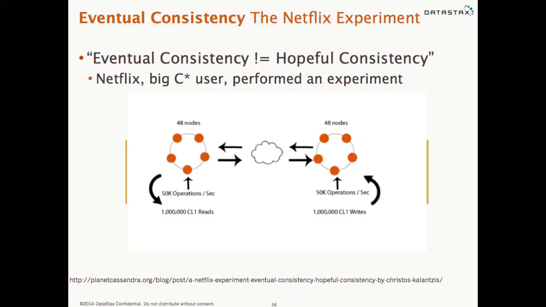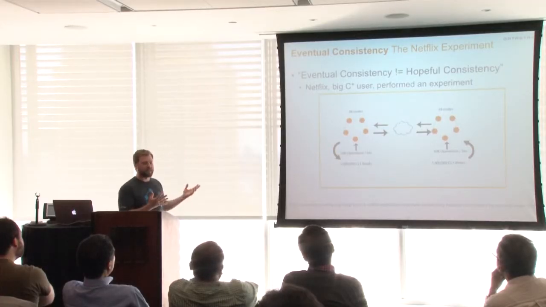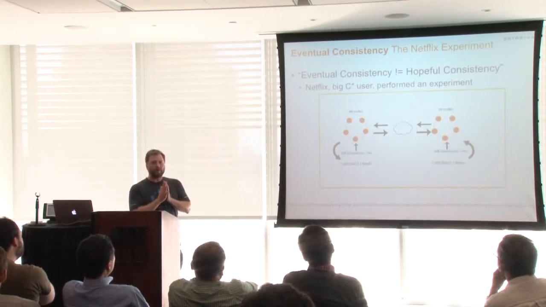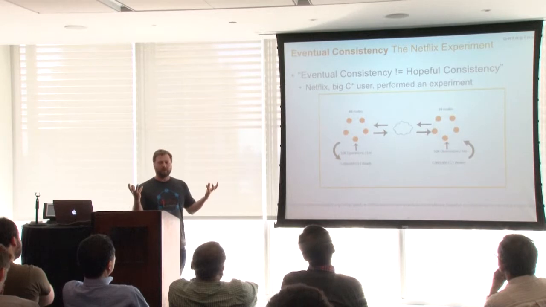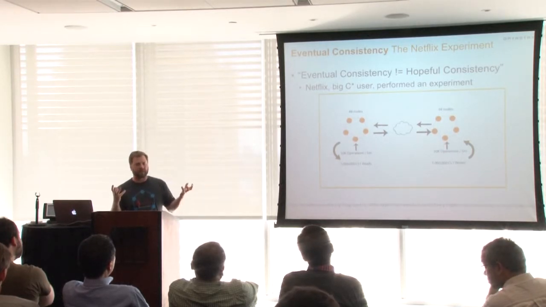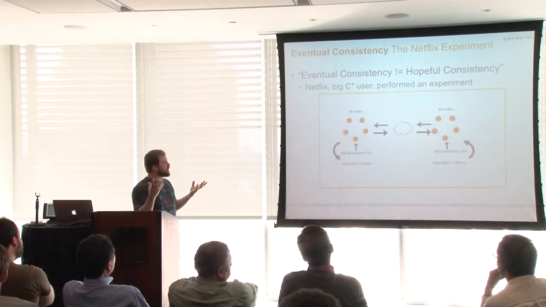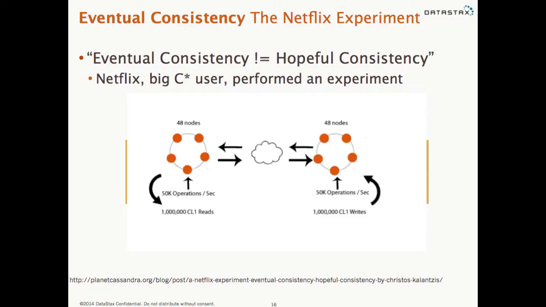So, Netflix performed this experiment, at Cassandra Summit last year, I believe. It's entitled Eventual Consistency Does Not Equal Hopeful Consistency. Because this is important to them, they're big Cassandra users, and they run in clouds that don't necessarily have the most reliable networks. They said, we want to know what happens if we have 2 Cassandra clusters in data centers across the country, and we put a load on them: 50,000 operations per second, and then 1 million consistency level 1 writes, followed by 1 million consistency level 1 reads.